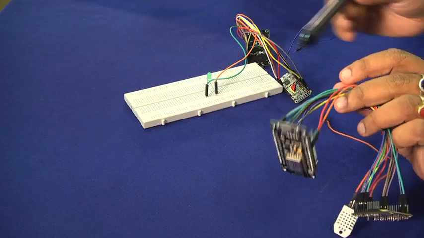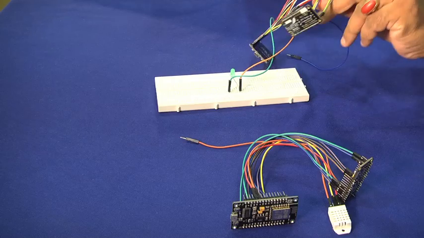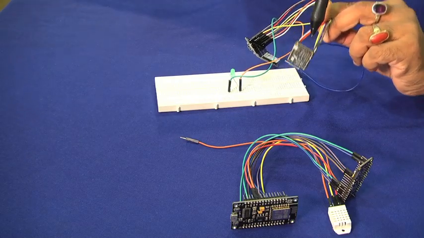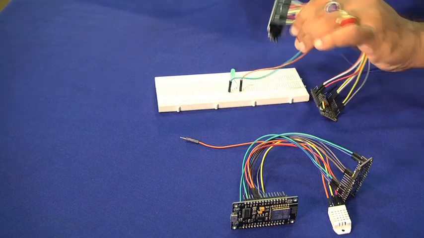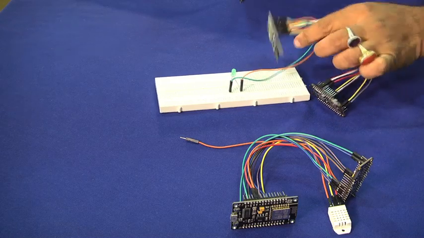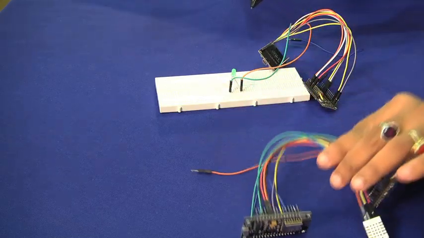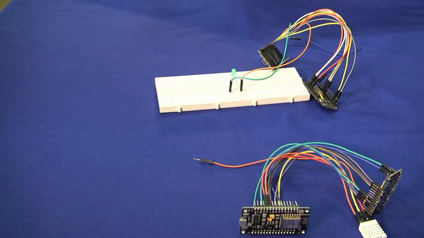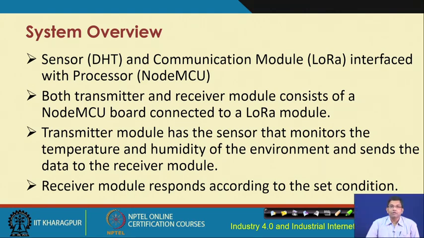This is this NodeMCU, and then we have this receiver unit with the receiver LoRa, this one. I am pointing through this pen, this is this receiver LoRa, and this is this receiver NodeMCU, and this is this LED which is going to blink once you send the data from this transmitter to the receiver. So, we are going to show this in action, and let us first try to get an overview about this system that we talked about.